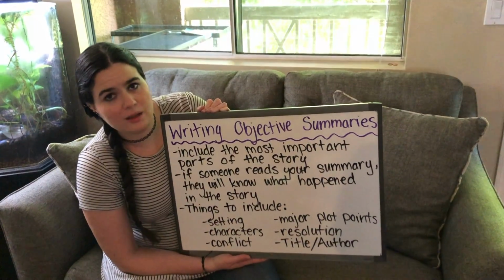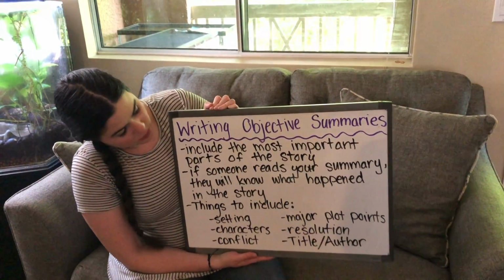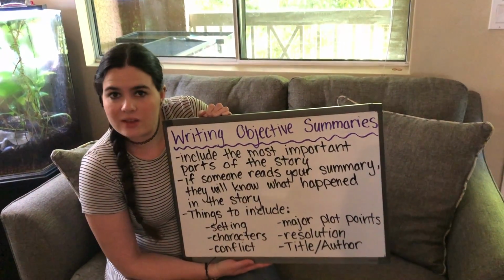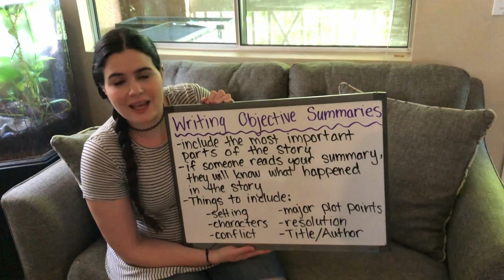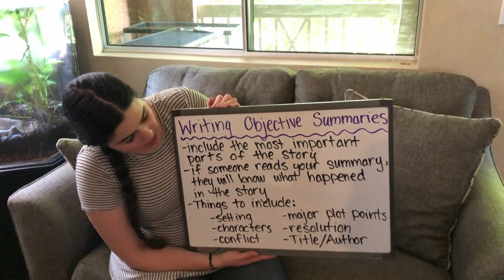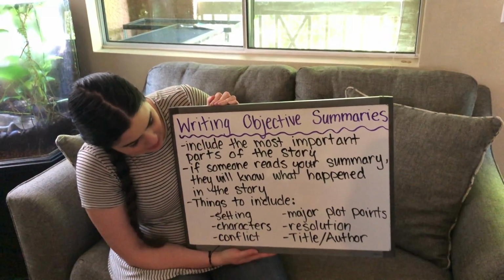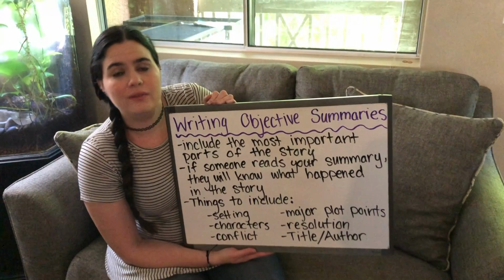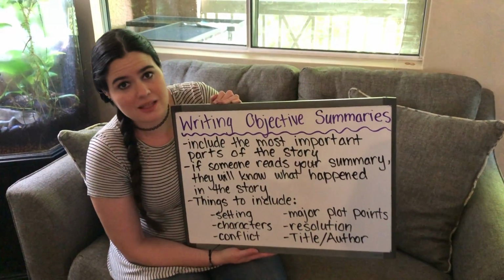Let's talk about writing objective summaries. You will need to include the most important parts of the story. If you were to retell the story in just a few key ideas, which ones are the most important to include? If someone else reads your summary, they will know what happened in the story. They'll be able to get a good idea of the beginning, the middle, and the end.